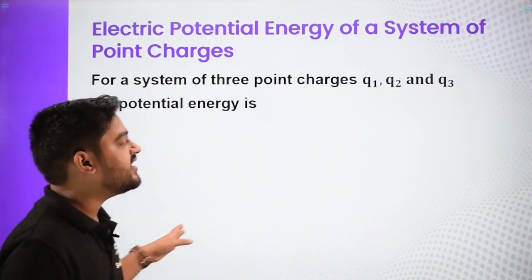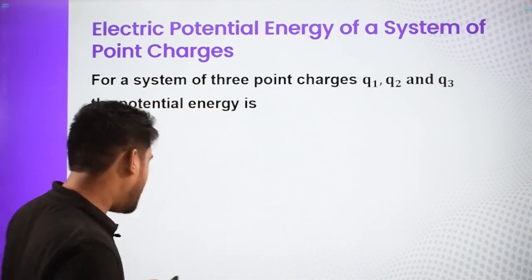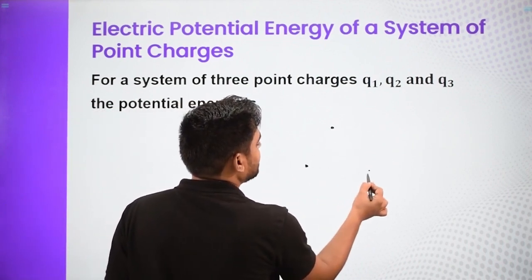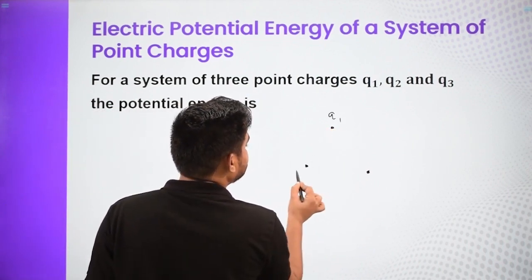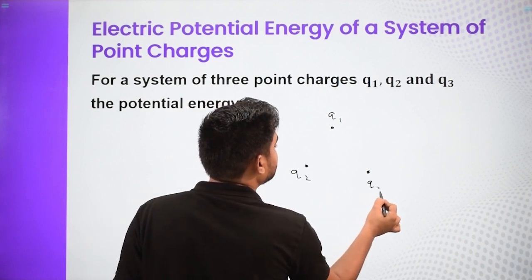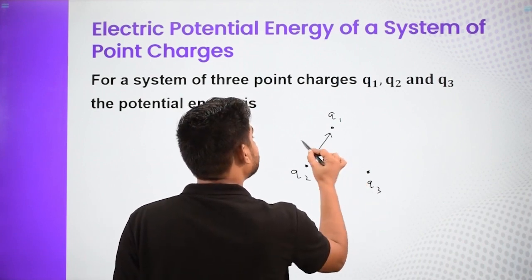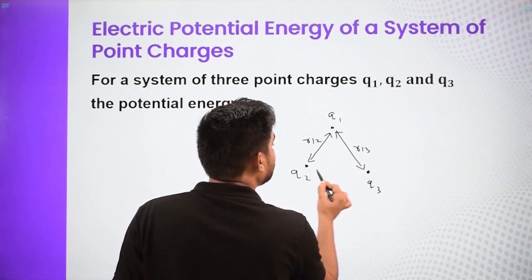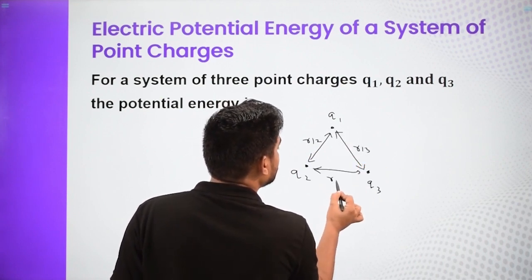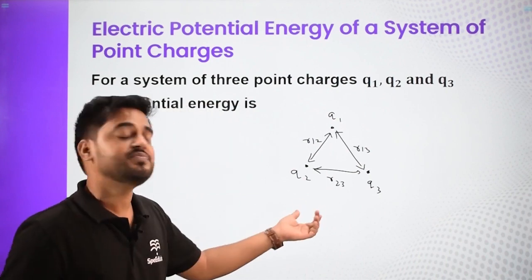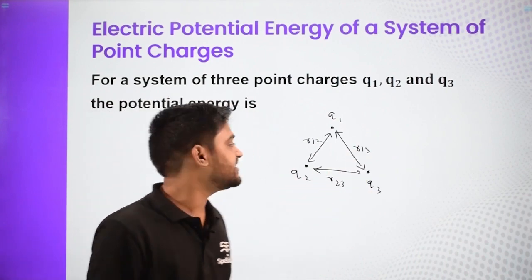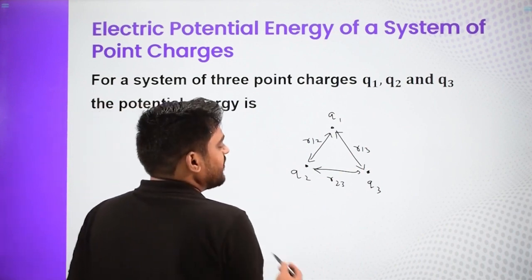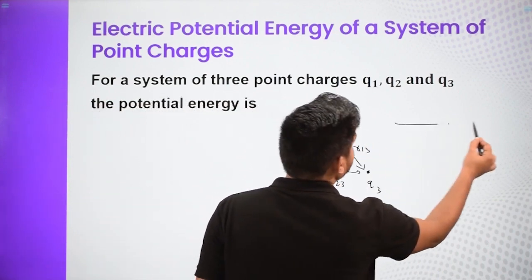Now let's have a look at 3 point charges. Again we have to make a system of 3 point charges: this is Q1, this is Q2, and this is Q3. This distance is R12, this is R13, and this is R23. R23 is the distance between points 2 and 3, and R13 is the distance between points 1 and 3.